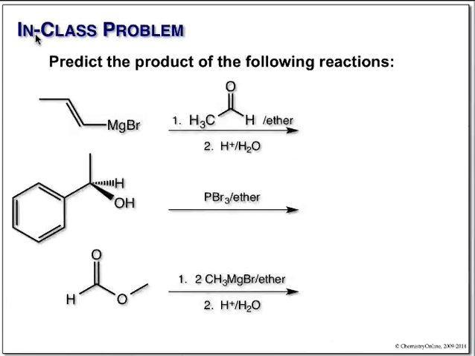You can make a Grignard reagent out of an alkyl halide, a vinyl halide, or an aryl halide. Here we started off with a vinyl halide. So that means where the magnesium is attached now, just the bromine was attached to this carbon. Okay? So we have our Grignard reagent. We're simply reacting that with an aldehyde.